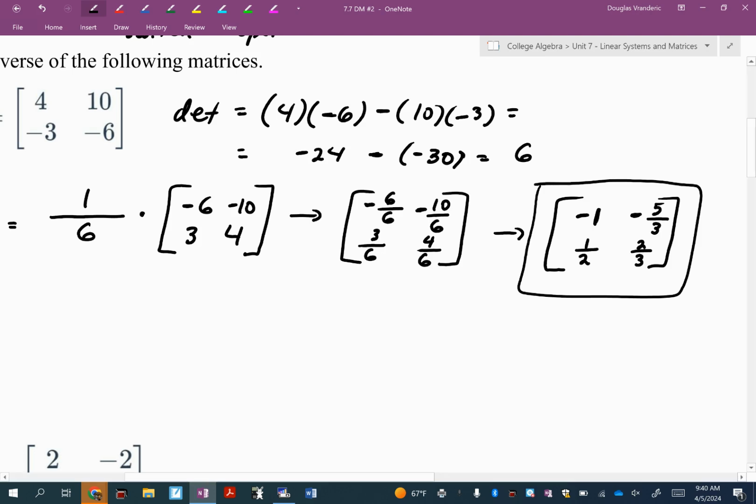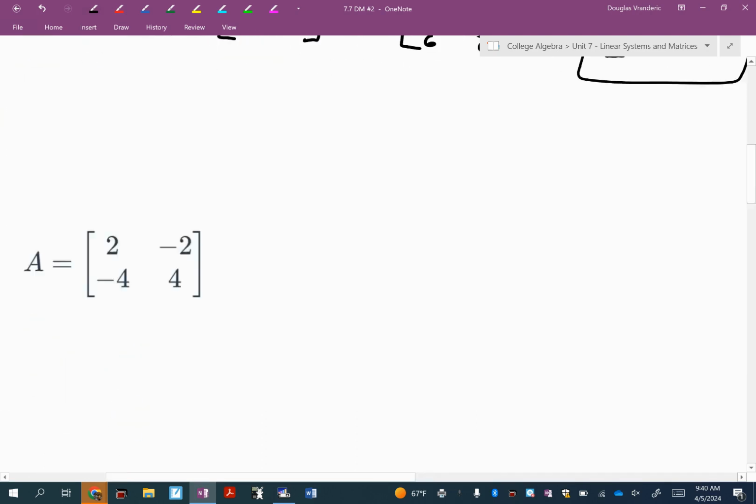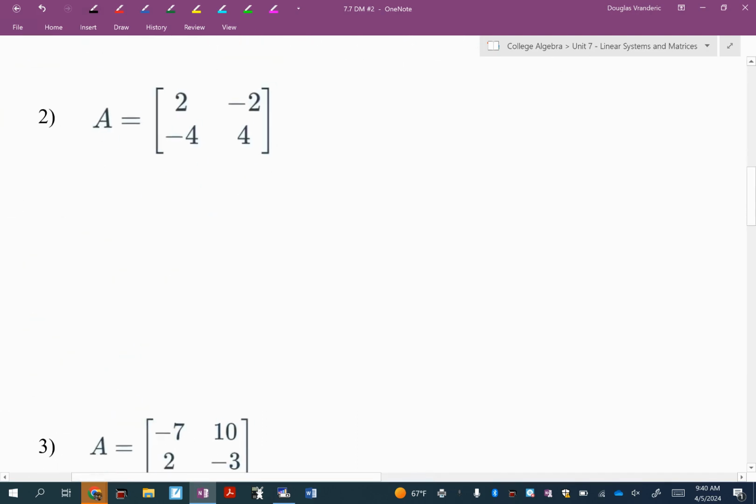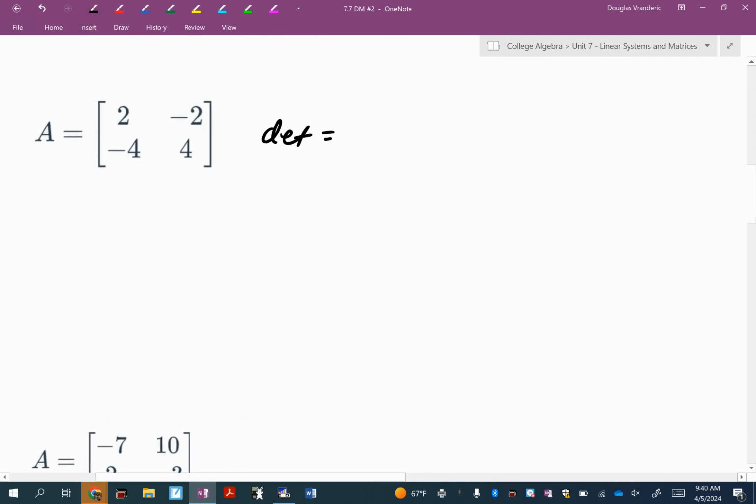Okay, let me do number 2. You're good. We're still there, right? Only number 2. Okay, number 2. The first thing you're always going to do when you're trying to find the inverse matrix is to find the determinant. All right, so let's find the determinant. Isaac, do you remember how to start the work for the determinant?